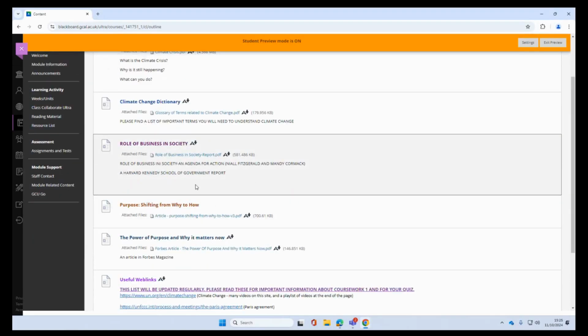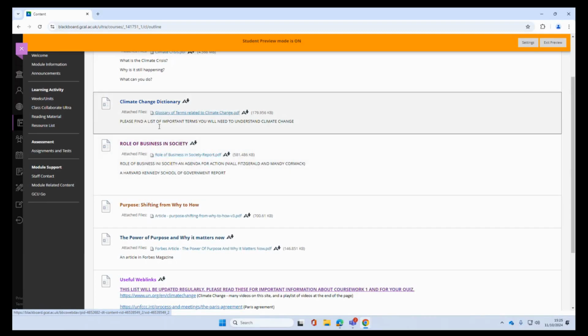Some of them I'm using today. For example, the role of business in society. There's a report by Harvard School of Government in the US. And they've actually spoken to some CEOs of some large organizations. So what are their views about climate change, etc.? So there's a report about that. There's also another article called Purpose. What's the purpose of an organization? What's the role of an organization? Shifting from why to how. And then there was an article published in Forbes magazine called The Power of Purpose and Why It Matters Now.